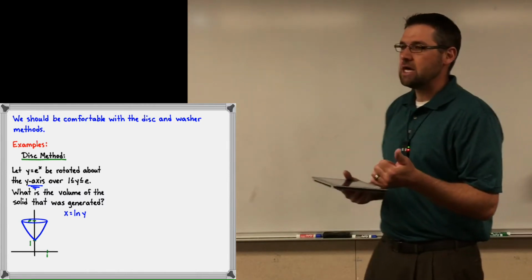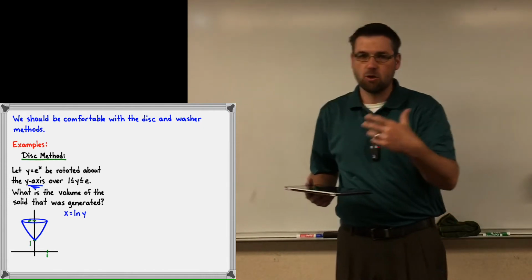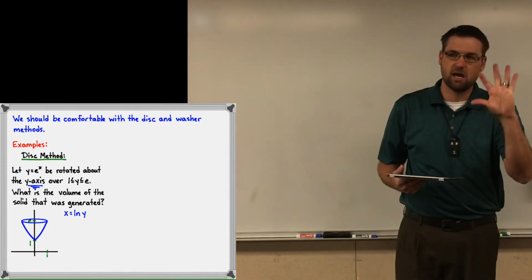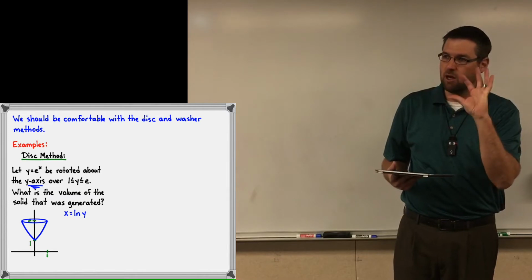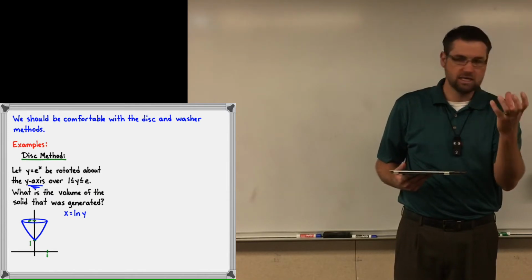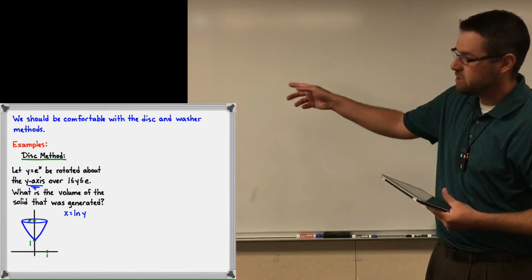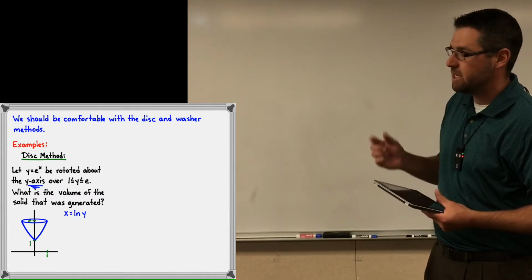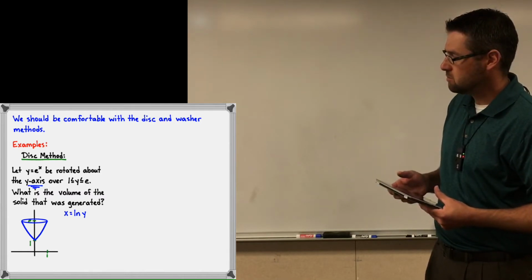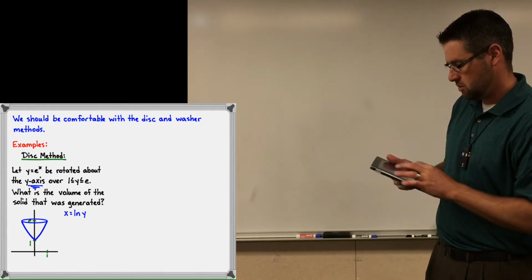The next question you ask yourself, and now honestly I have the answer up there already, is this a disk or a washer? Is there a hole inside this object as I revolve it or not? It's a solid object, so it's just a disk, right? So how big is the radius? Well, the radius is changing as you go.